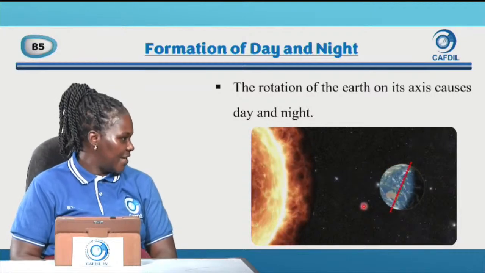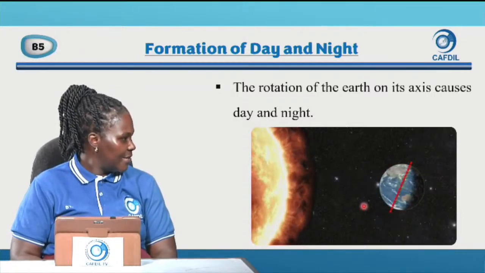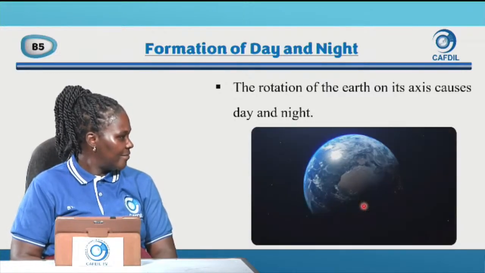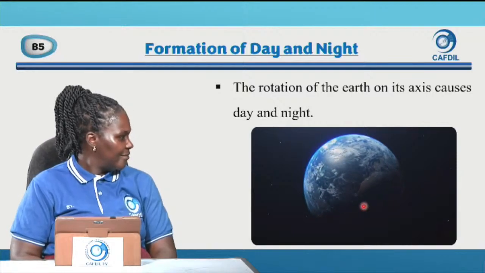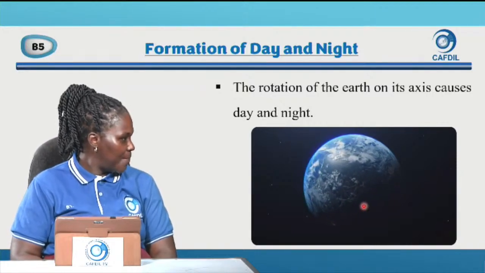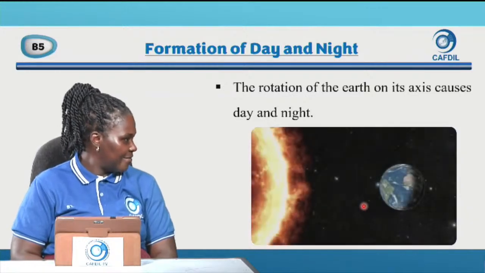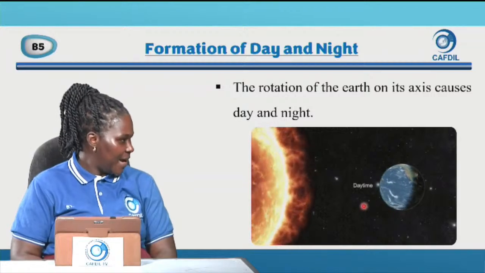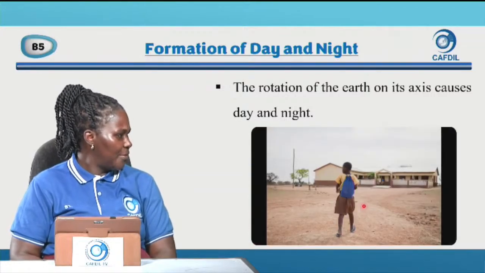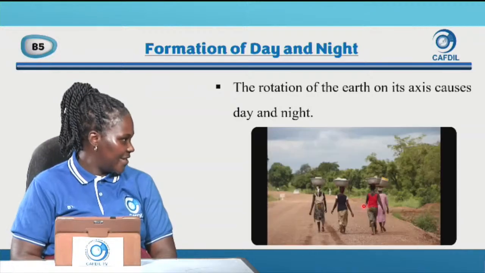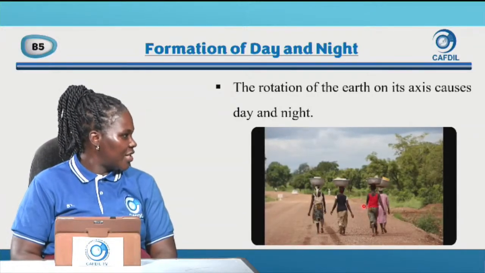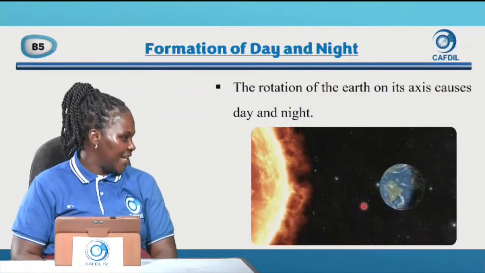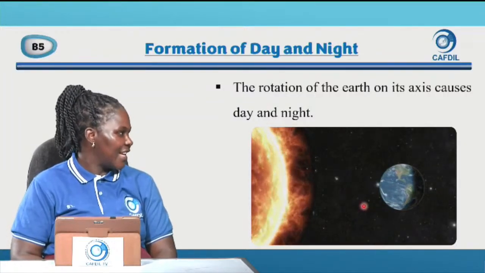So let's look at the video on our screen. You have the sun and then the earth moving. The part facing the sun experiences the day, and the part away from the sun experiences night. So the rotation of the earth on its axis causes day and night.